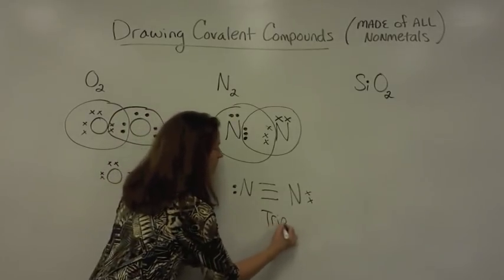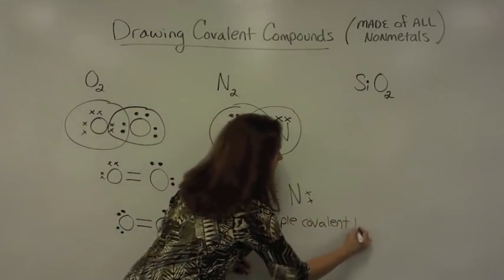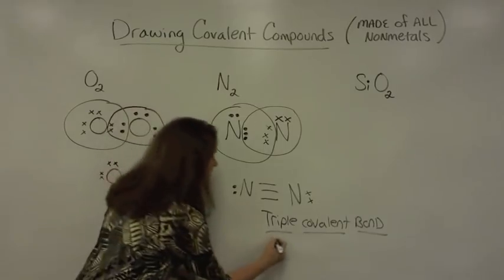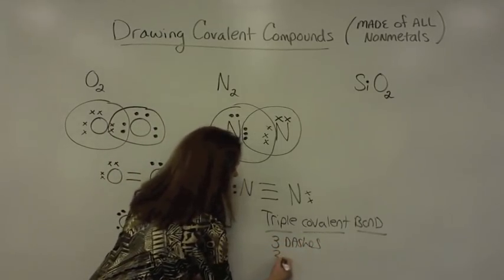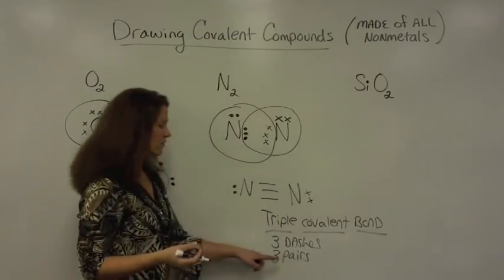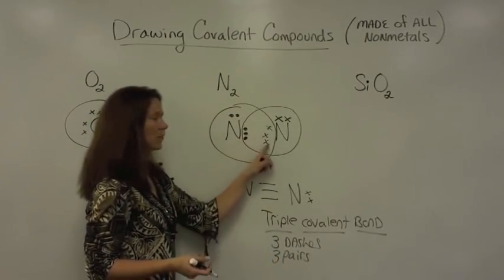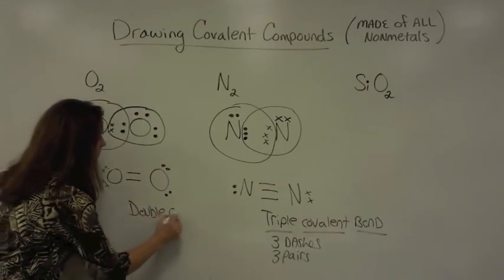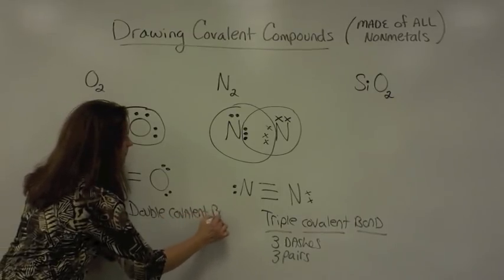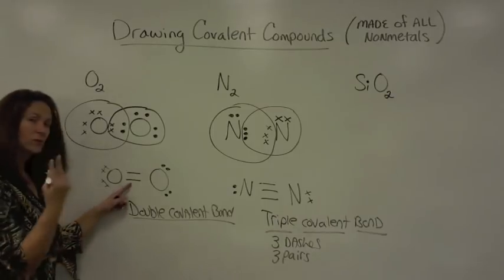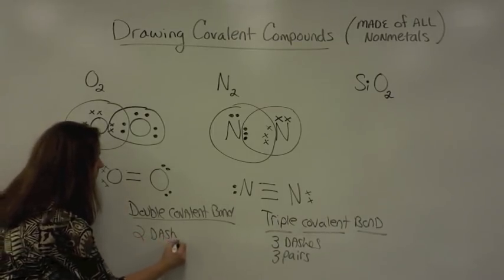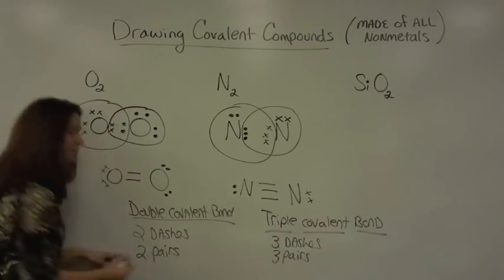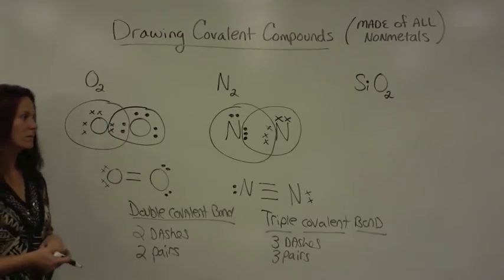So, a triple covalent bond is represented here. We have three dashes. And that represents three pairs of electrons. One pair, two pair, and three pair. And then over here we have a double covalent bond. And that's represented by two dashes, because we're representing two pairs of electrons. Although it is four electrons total, it's two pairs.